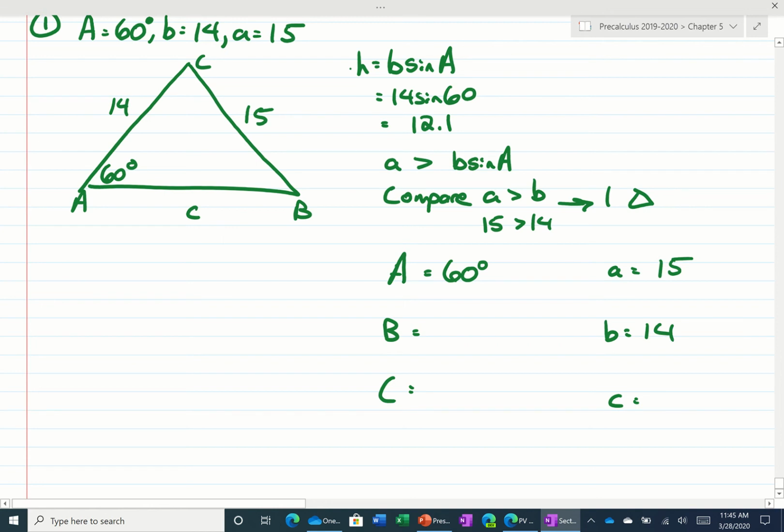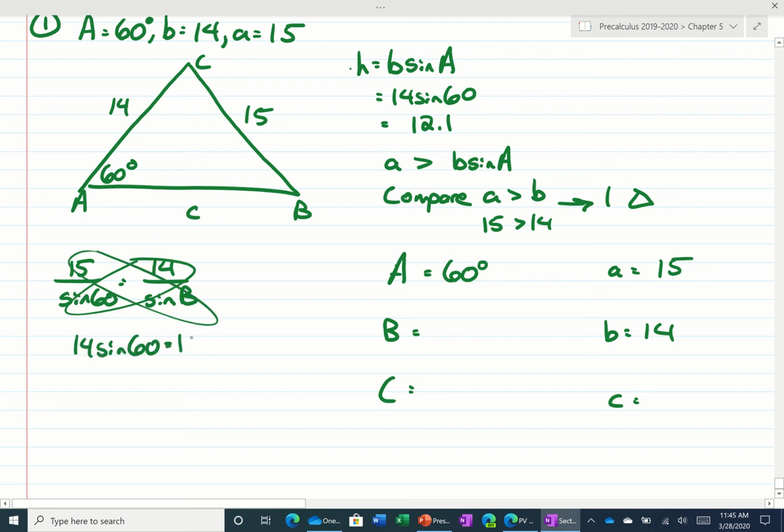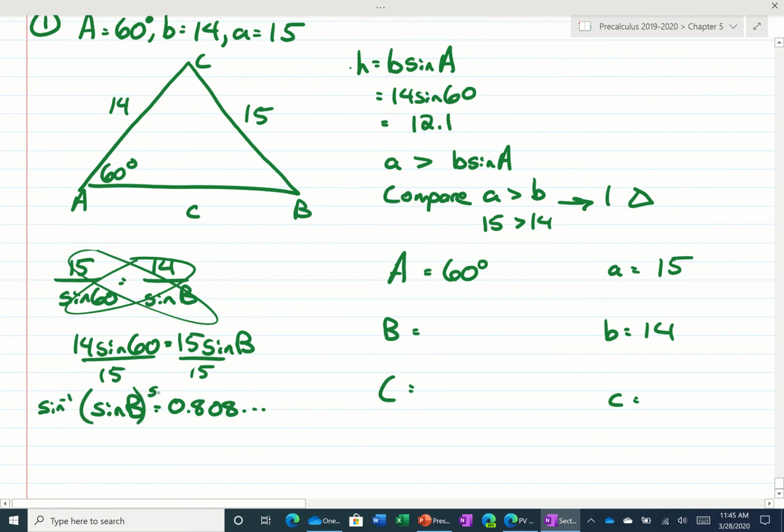All right, so using the law of sines, I'm going to write 15 over the sine of 60 is equal to 14 over the sine of angle B. So if I cross multiply and divide, I'm going to do 14 times the sine of 60 is equal to 15 times the sine of B. If I divide both sides by 15, I get that the sine of B is equal to 0.808, and you never want to round this, so just leave it alone, and then at this point you take the inverse sine to figure out what angle B is. So if I take the inverse sine, I get angle B is 53.9.